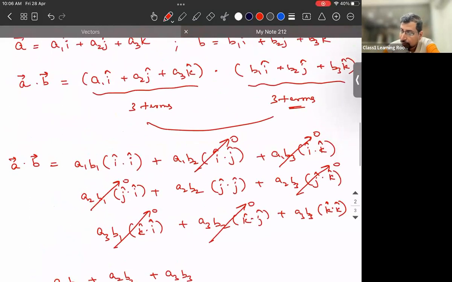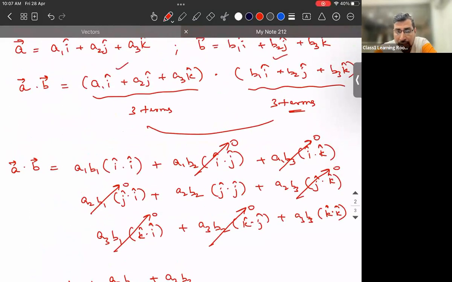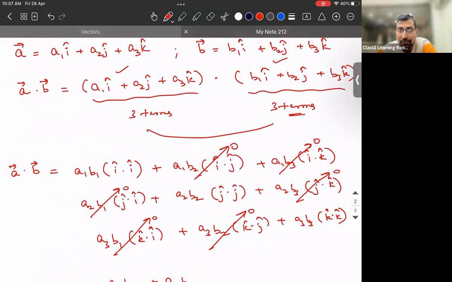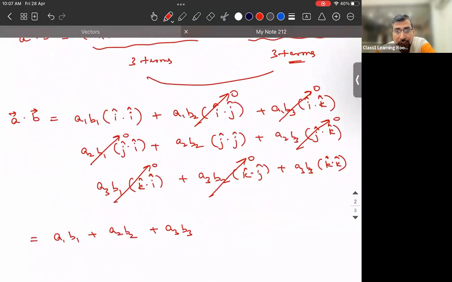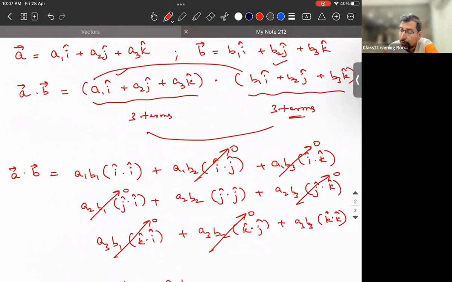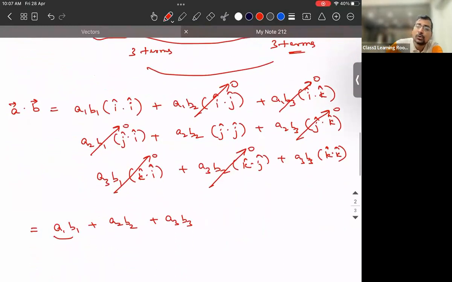To put it simply, whenever they give you the vectors in the standard form, A1 I cap plus A2 J cap plus A3 K cap, and you do the dot product between those two vectors, the result you get is the sum of the products of the corresponding coefficients, that is A1 into B1 plus A2 into B2 plus A3 into B3. Are you able to understand? So directly you can do the dot product. Next time onward, you need not do this whole procedure. This is only to understand what will be the output.